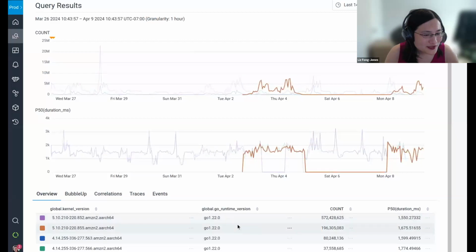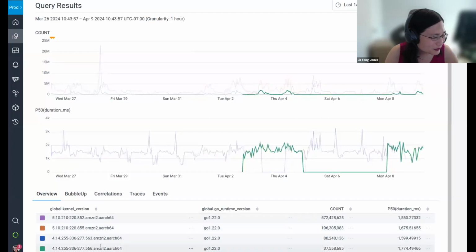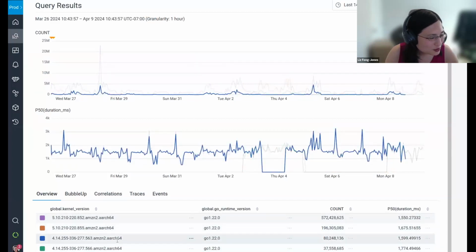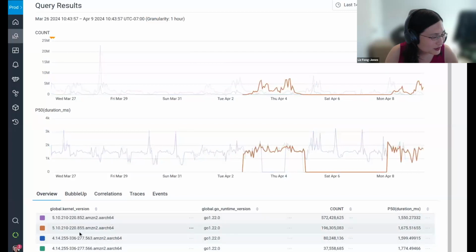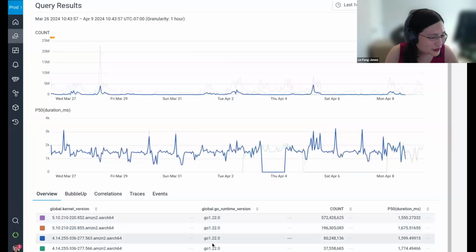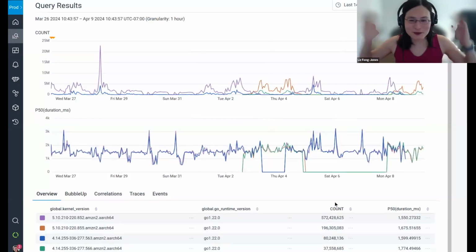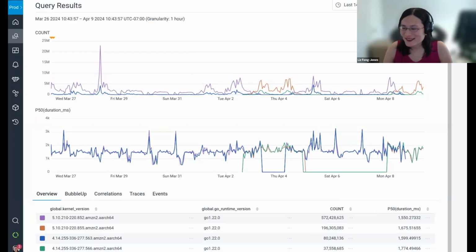Are we seeing different performance between the two kernels in the same series? And also, are we seeing different performance between the 4.14 and 5.10 kernels? I've just uncovered a new performance dimension that I didn't even realize that we had. I'm geeking out right now. Awesome.